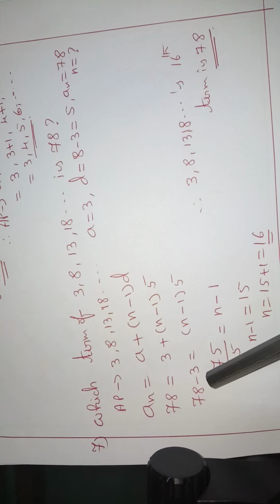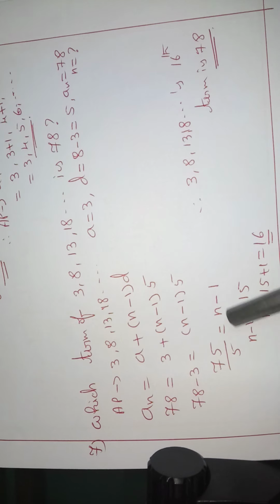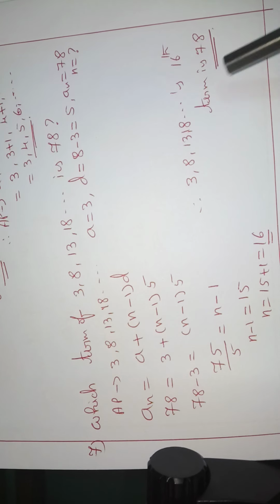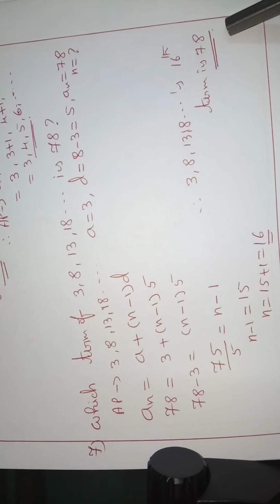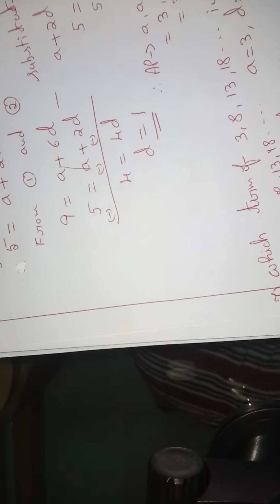Shift 3 to the other side, it will become minus. 78 minus 3 is equal to N minus 1 into 5. 75 divided by 5 is equal to N minus 1. N minus 1 is equal to 15, N is equal to 16. Therefore which term? The 16th term is 78.